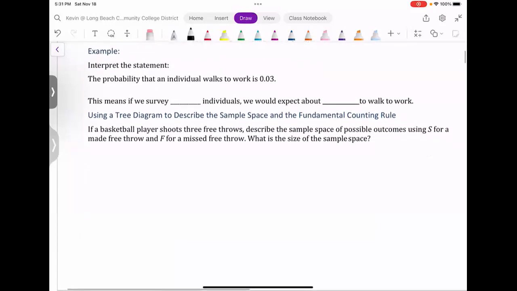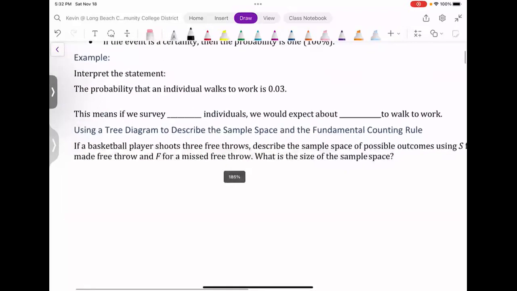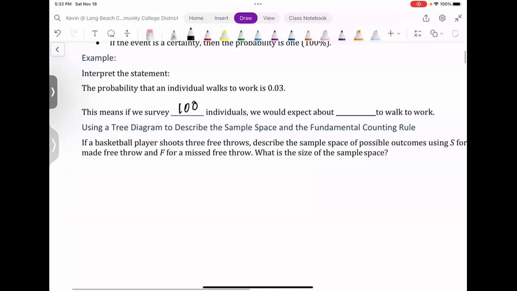And so let's interpret our statement here. The probability that an individual walks to work is 0.03. This means if we survey 100 individuals, we would expect about 3 to walk to work.